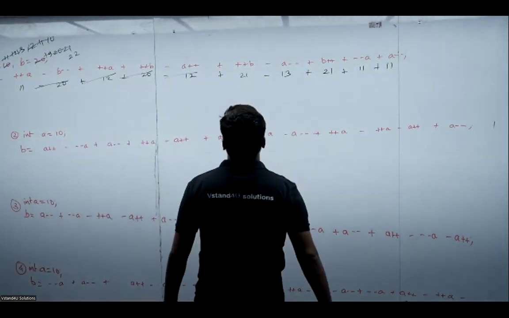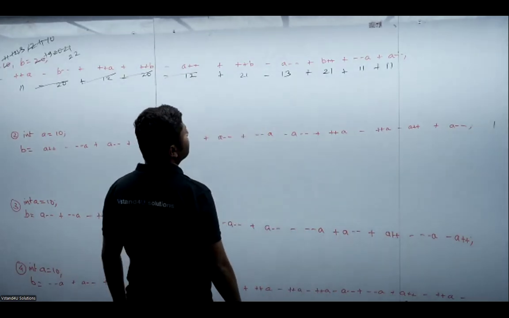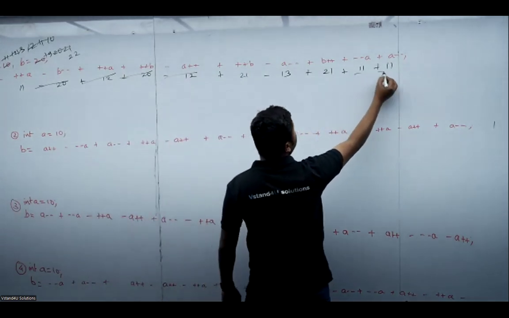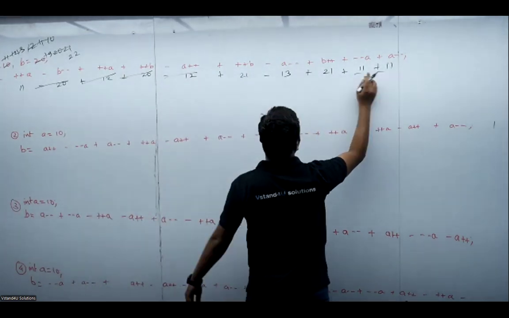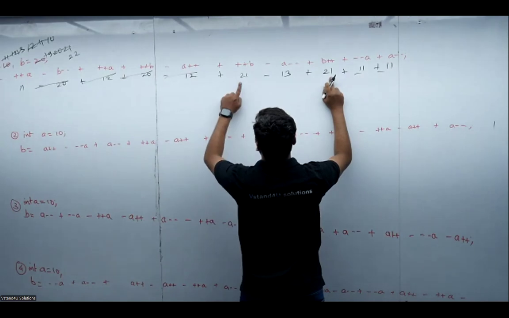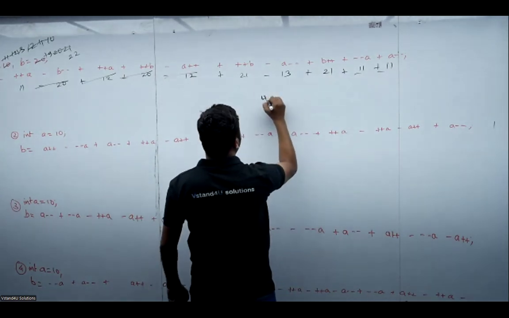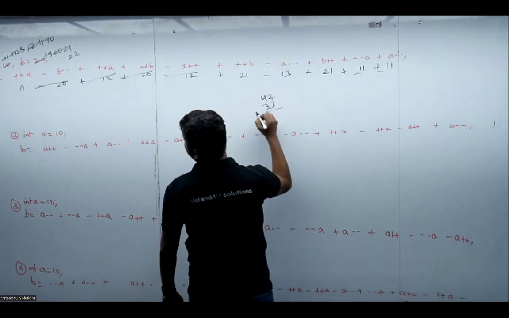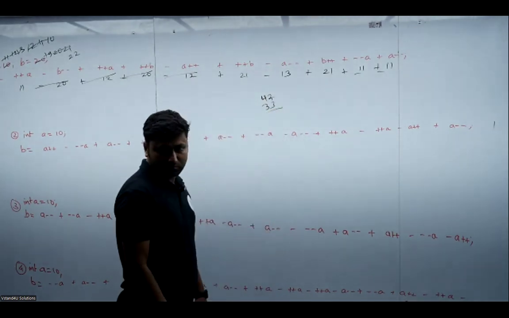That's all. Now, if I add the positive part, how many are there? 33. These are 11, 3, 33, plus 21, and 21 becomes 42. 42 plus 33. Am I right?